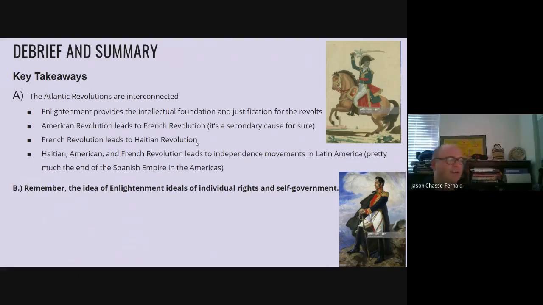Specifically, remember the Enlightenment ideals of individual rights and self-government, and obviously Locke is going to become the big story here. Locke, self-government, Locke, preservation of natural rights: life, liberty, property. When governments fail to preserve those natural rights, then people have a right to overthrow that regime. So Locke, lock it in, that Locke is the big name for this.